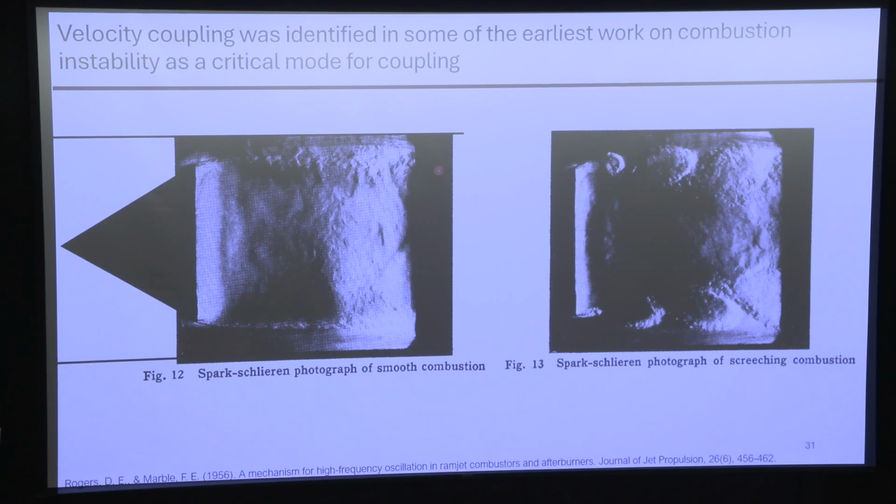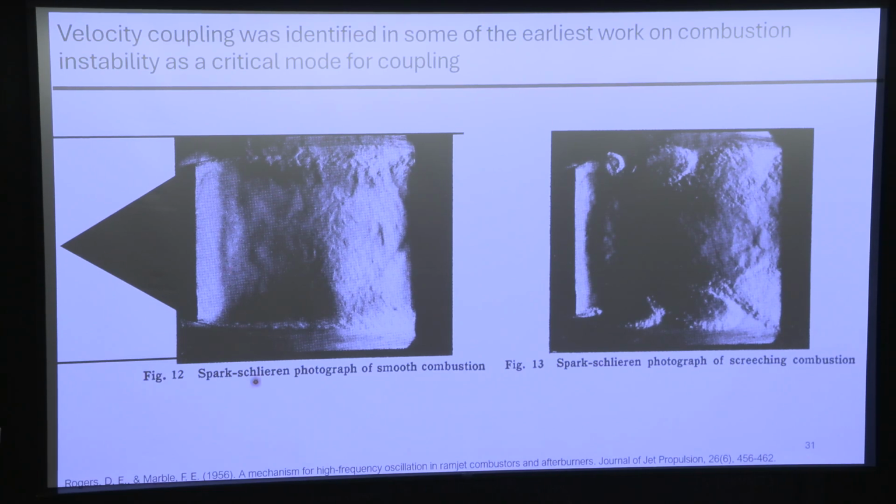So actually, pretty early on, we knew that this was a problem. This is a really famous paper by Rogers and Marble from 1956. And what they're showing, this was a really cool experiment. It's just a bluff body stabilized flame. So you've got this triangular V gutter kind of flame holder thing. And the flow's going by.